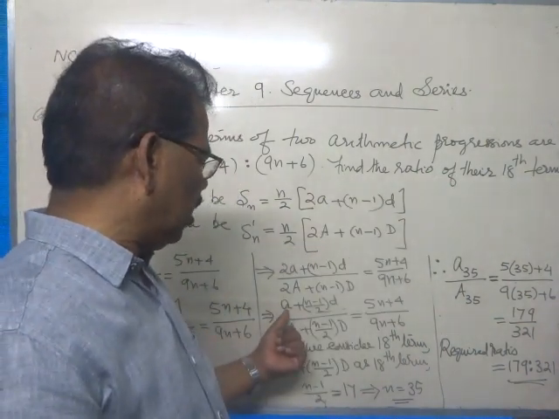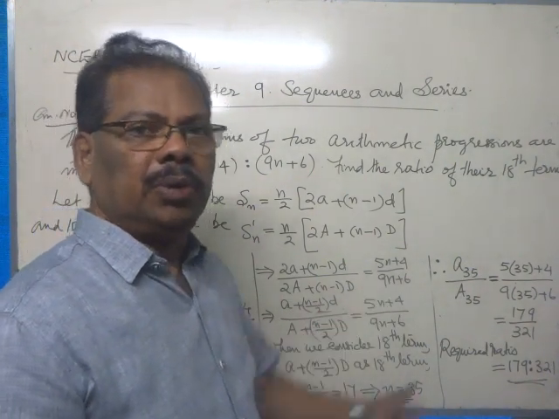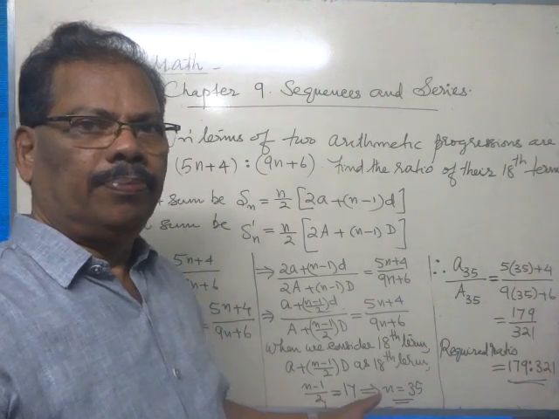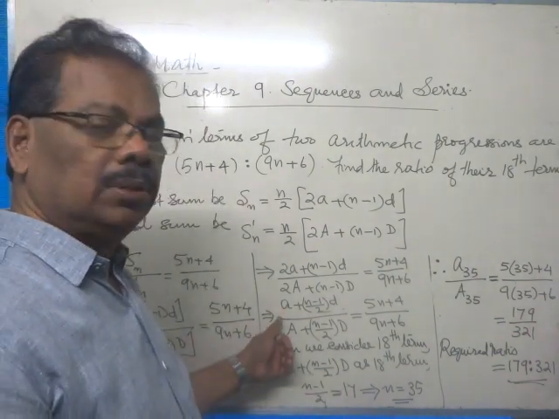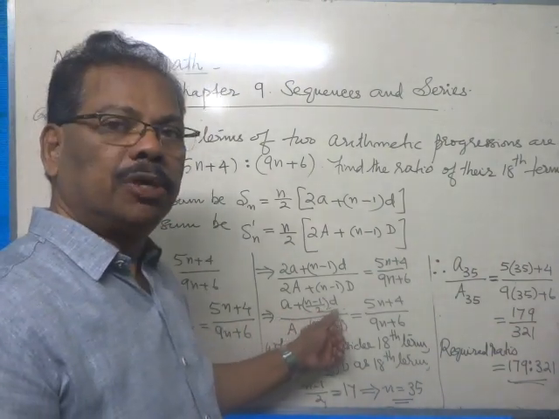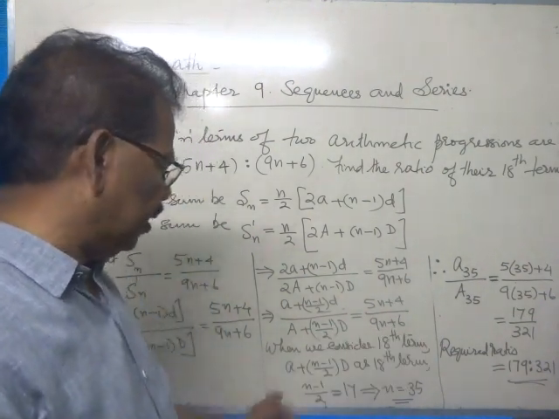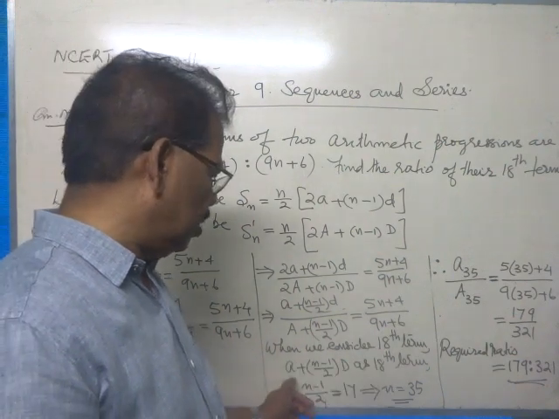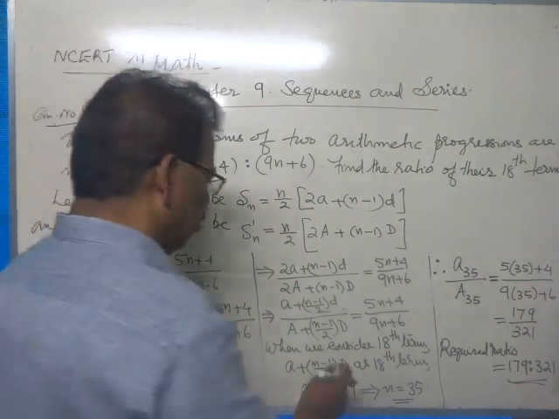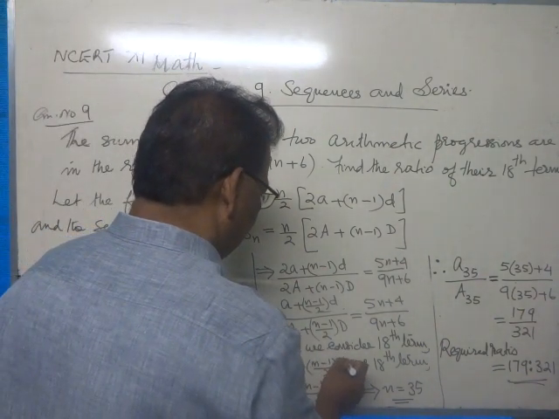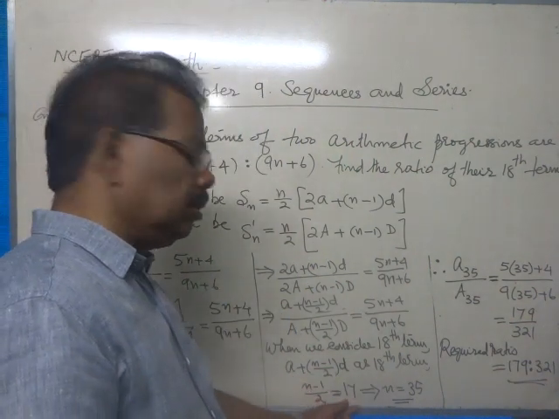Here a plus 17d must be equal to a18. A plus 17d must be equal to the 18th term. Therefore we can write, when we consider the 18th term, a plus (n minus 1) by 2 d as the 18th term, (n minus 1) by 2 must be 17.